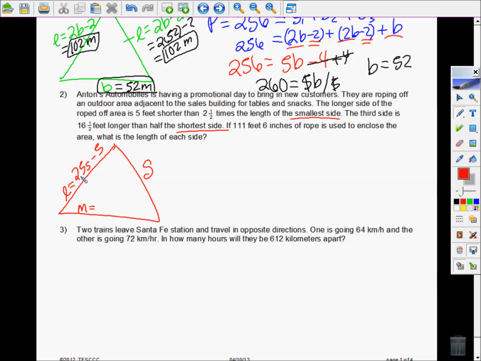The third side is 6.5 feet longer, so 6.5 longer than half the shortest side. So what happens to my shortest side? Divide by 2. And then plus 16.5. So it could be 1/2 times S or S divided by 2, plus 16.5. That is what the words said.